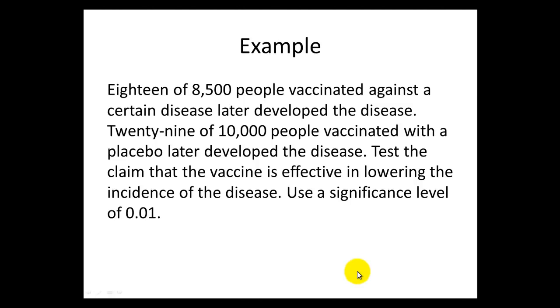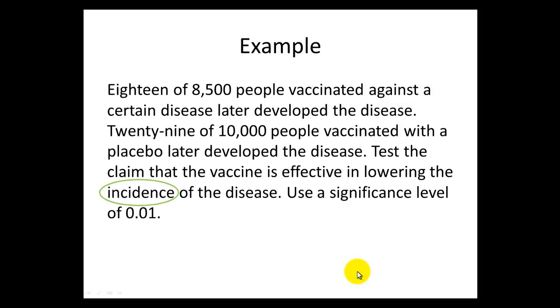18 of 8,500 people vaccinated against a certain disease later developed the disease. 29 of 10,000 people vaccinated with a placebo later developed the disease. Test the claim that the vaccine is effective in lowering the incidence of the disease. Use a significance level of 0.01.